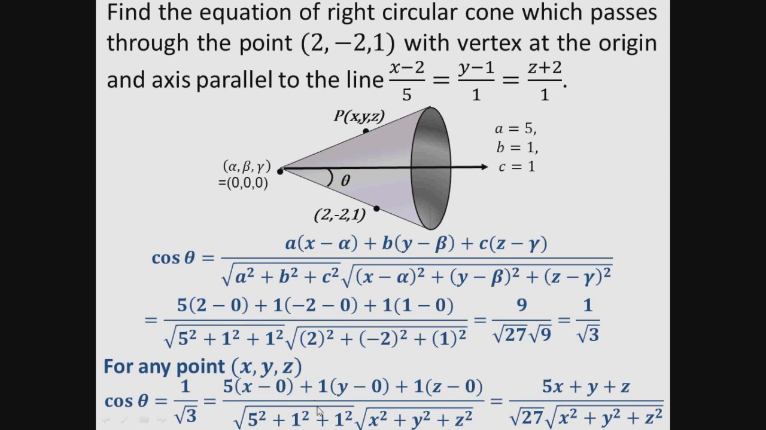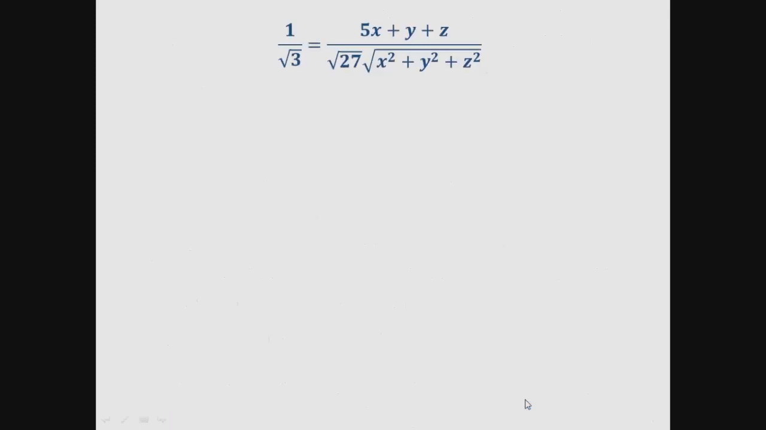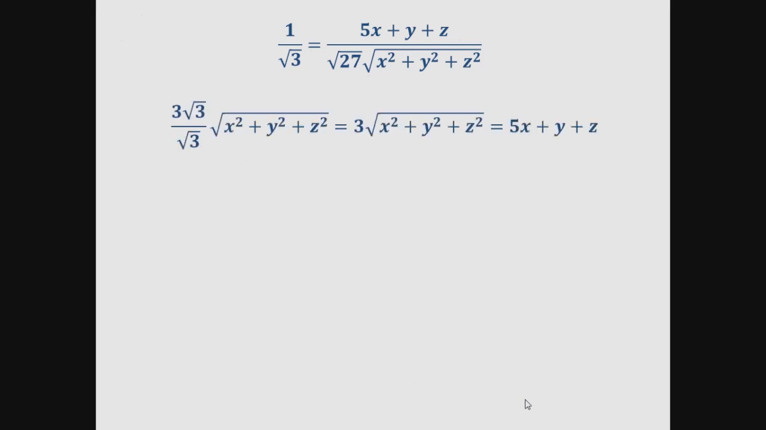Okay, so if we simplify it, it gives us (5x + y + z) divided by square root of 27 into square root of x square plus y square plus z square. Now simplify this equation, and that gives us the equation in xyz, that will be the equation of right circular cone. So take this term, 1 by root 3 is equal to (5x + y + z) by root 27 into root of x square plus y square plus z square. Take all the terms on one side.